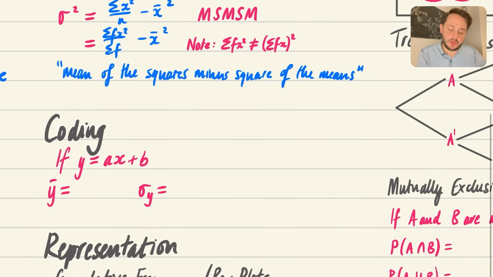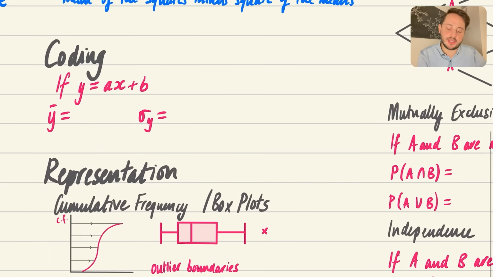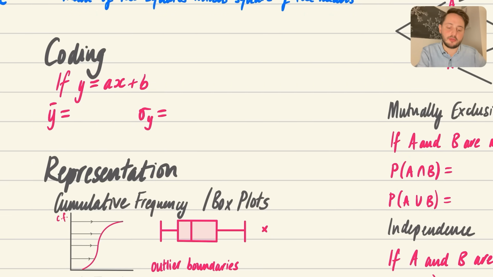Okay, we're going to move on to coding. So if I have coded my data so that y is equal to ax plus b, well, the y bar would be the x bar multiplied by a, plus b. So it's affected by both of those values. But the standard deviation of y is just going to be a multiplied by the standard deviation of x. It's not actually going to be related at all to the b part of it. It doesn't matter about it adding or subtracting.